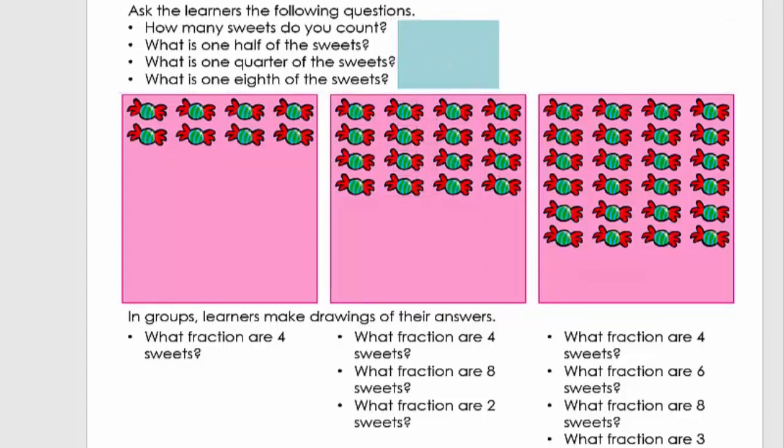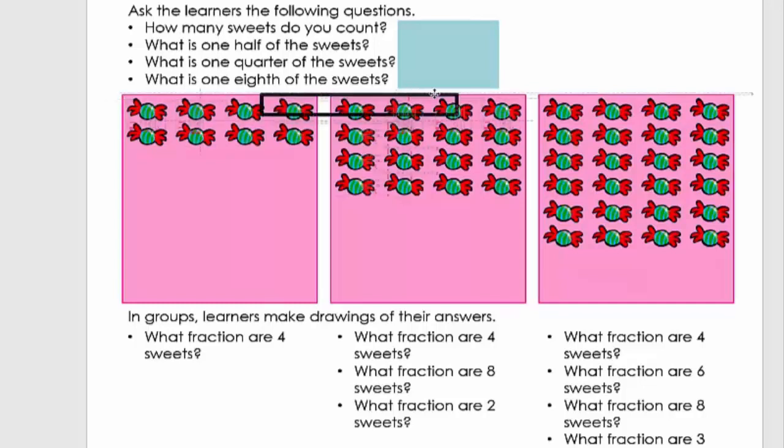So the first one is, we know there are 8 sweets. And what is then half of these sweets? I'm just going to draw this around it so it makes it easier to understand. So 1/2 of the sweets will then be, very good, 4.